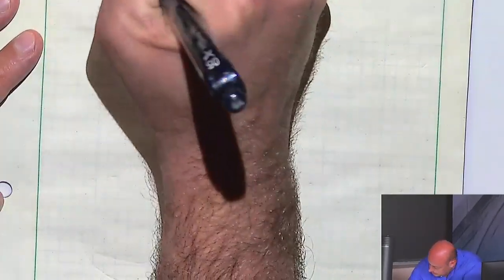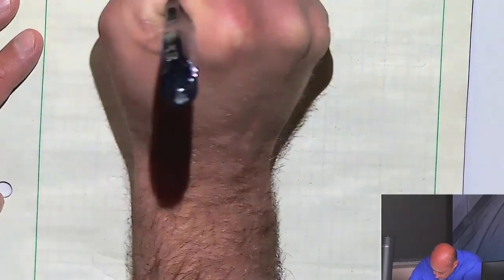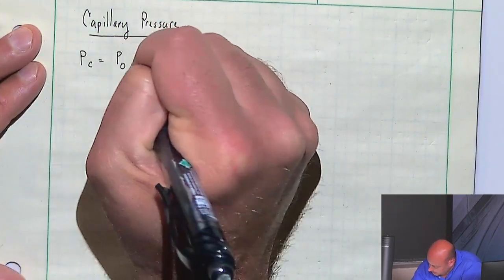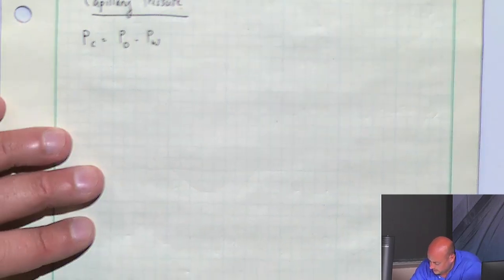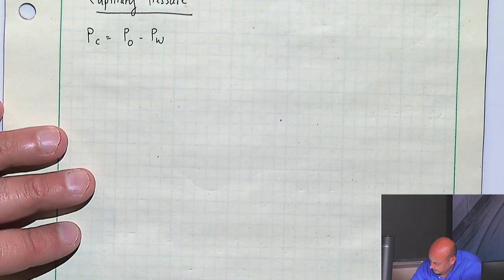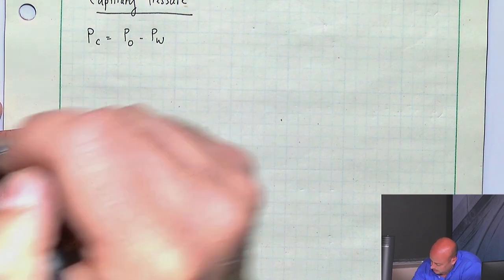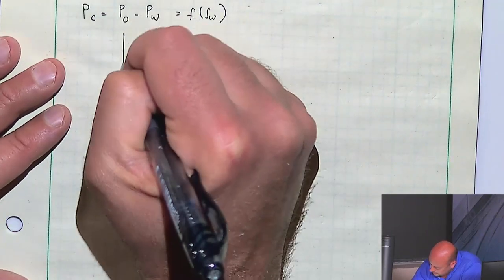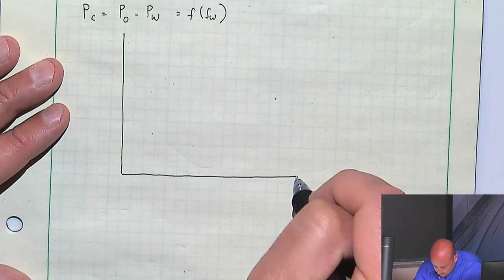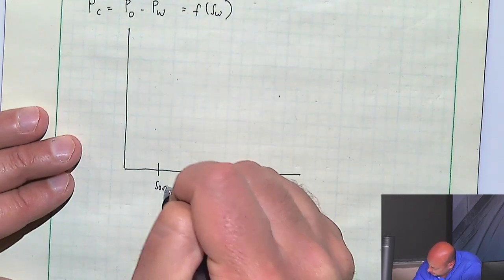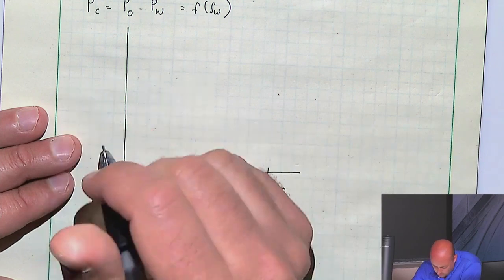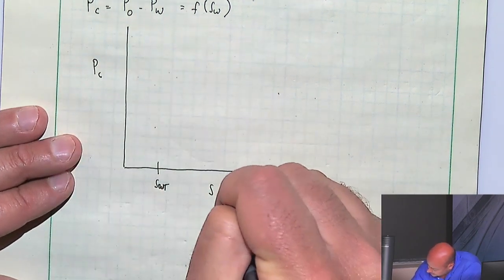We've ignored capillary pressure in these calculations so far. Capillary pressure, recall, is the difference between the non-wetting and the wetting phase. We'll assume that oil is the non-wetting phase and water is the wetting phase. And remember that this is a function of water saturation. If you were to plot this, this is SWR, and this is 1 minus SOR. This is PC versus SW.